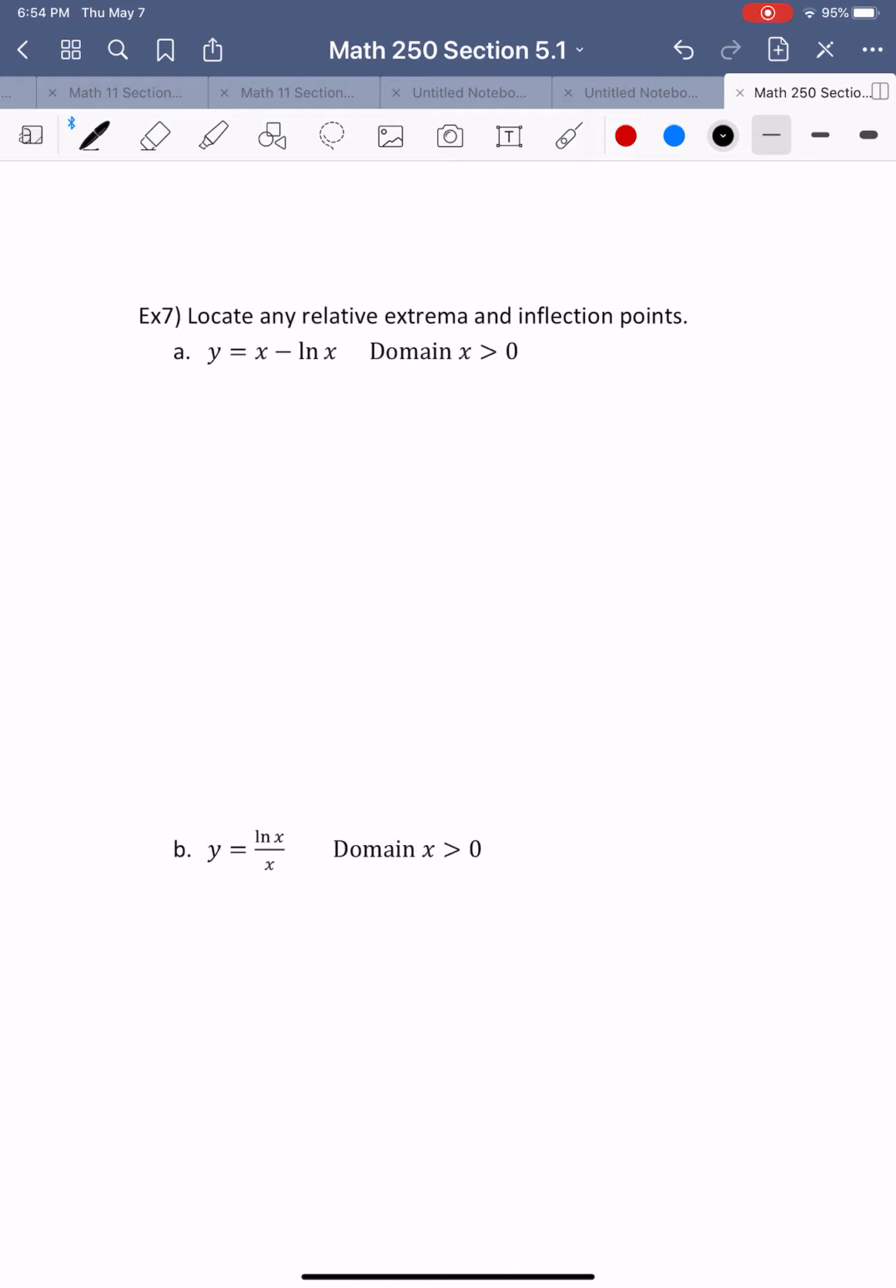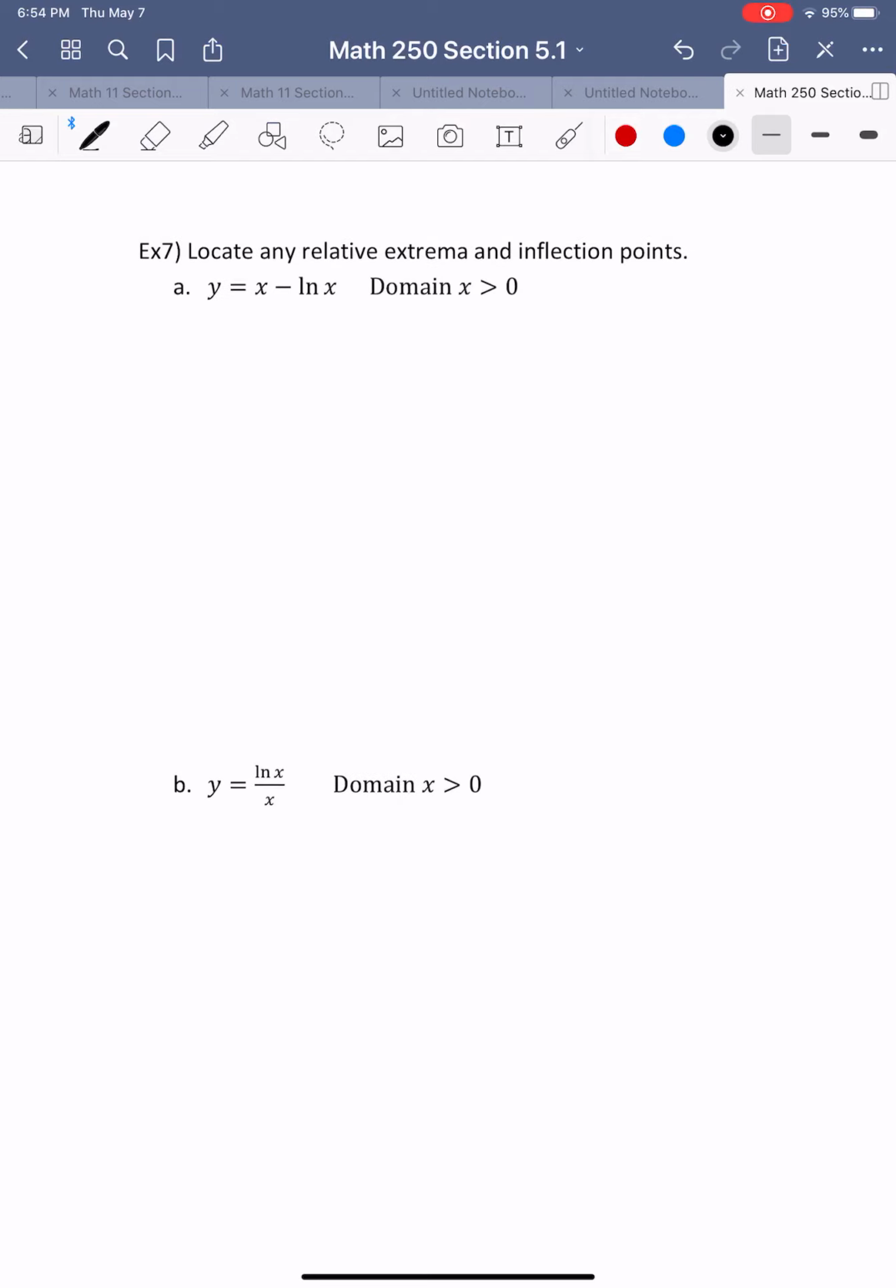Alright, next page. Locate any relative extrema and inflection points, okay? So, in order to find the extrema, we need to find the first derivative, right? So, y prime is 1 minus 1 over x. Now, we set y prime equal to 0, and then 1 over x equals 1, which is x equals 1. And then if I get y double prime, the 1 becomes 0, negative 1 over x becomes 1 over x squared. But this is always positive, which means this gives us a minimum.